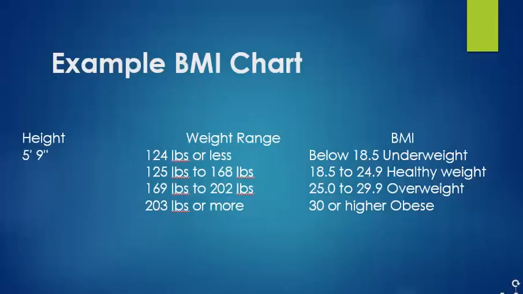Here's an example of a BMI chart for someone with a height of 5'9". If that person is 124 pounds or less, they're below the 18.5 mark, which makes them underweight. If they're between 125 and 168, it puts them between 18.5 and 24.9, which means they're a healthy weight. If they weigh 169 to 202 pounds, that puts them between 25 and 29.9 on the BMI chart, which makes them overweight. And if they're 203 pounds or more, that puts them at 30 or higher, which means they are obese.